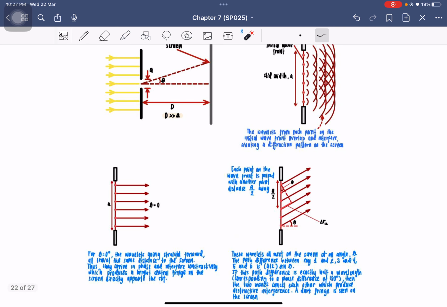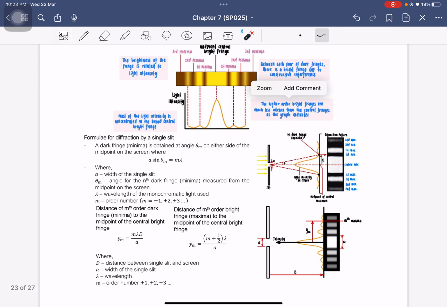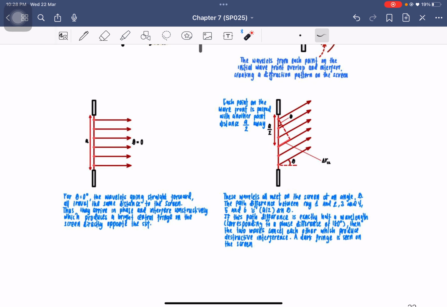Okay, so each point on the wavefront is then paired with another point. The distance is a over 2 away, which is the width of the single slit divided by two. Okay, so for theta equal to 0 degrees, the wavelets will be going straight forward and travel the same distance to the screen. So they would arrive in phase and interfere constructively, which then produces a bright central fringe on the screen, if there is a screen here.